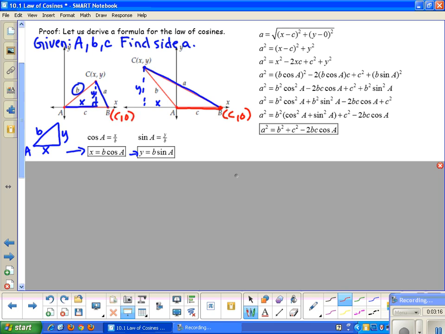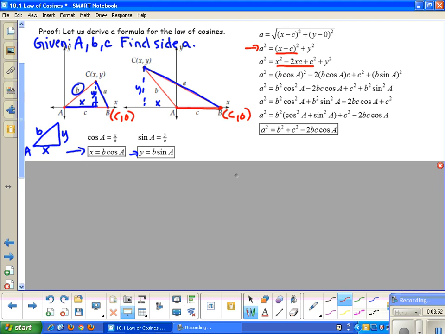So to find the distance of side a, you subtract the two points. So that's where we get (x minus c) squared plus (y minus 0) squared. And then, of course, you take the square root of that, because it's really a equals that. We don't want to have the square root in our formula, so right here we're going to square both sides. Then the next step is we took the (x minus c) squared and FOILed it out to get this step right here. After you FOIL it out, notice that we don't know what x and y are in our equation, but we do know x is equal to b times the cosine of A, and y is equal to b times the sine of A.